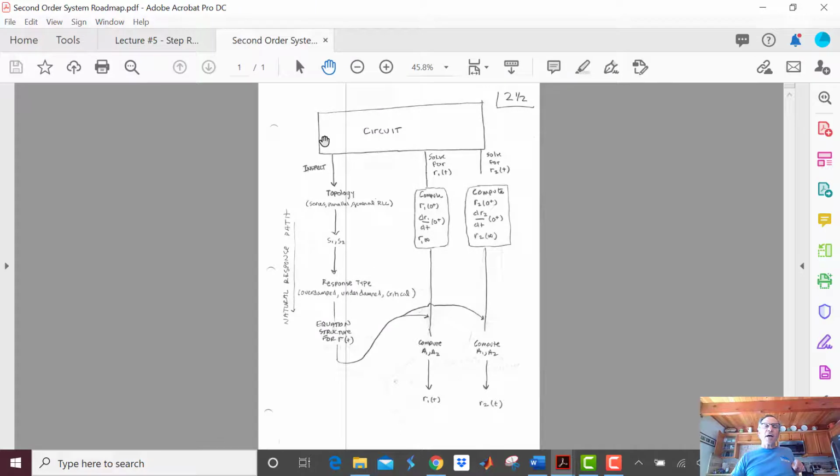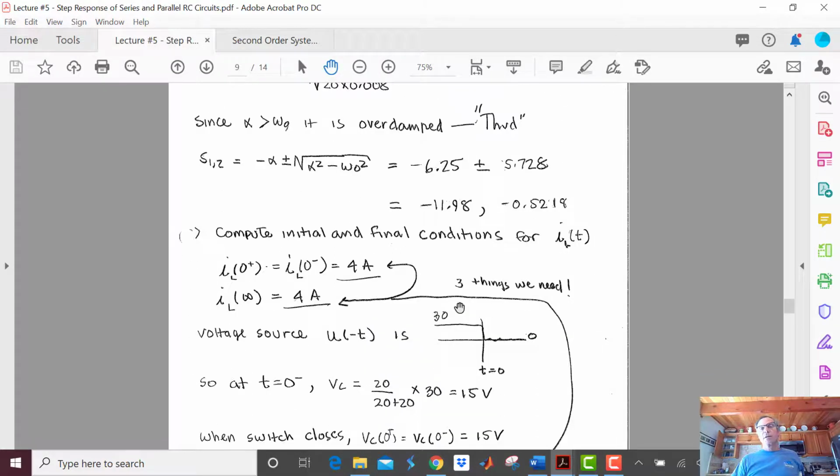So I have gone down this path. I figured out the topology. I figured out what my response type had to be. I calculated S1 and S2, and I know the equation structure. So now we're going to do these. So let's start off with I sub L. So the three things I need for I sub L are I need I sub L at 0 plus, I need I sub L at infinity, and I need dIL/dt at 0 plus.